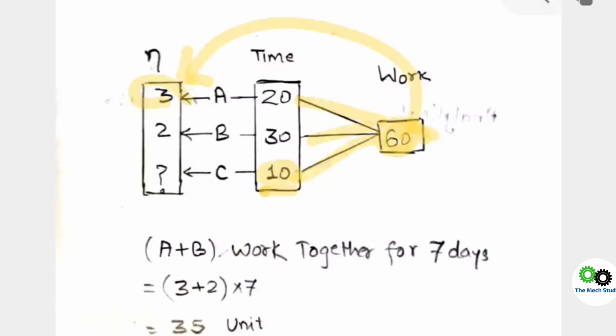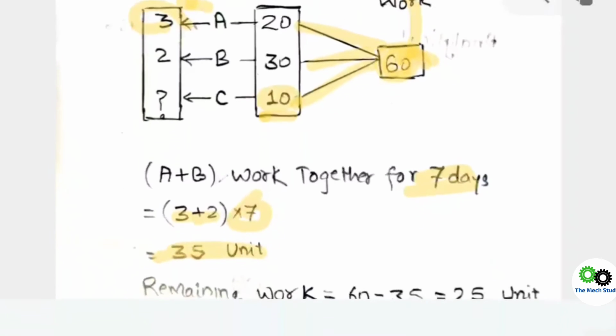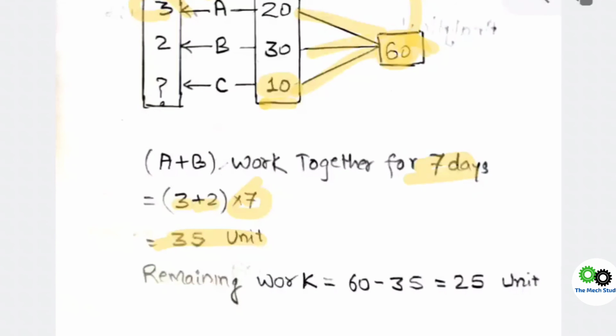As per the question, A and B work together for 7 days. A and B work together for 7 days. So the efficiency of A is 3, the efficiency of B is 2. If you add them up, you get 5, and since they have worked for 7 days, a total of 35 units they have already completed. So what was the remaining work? The total work is 60, and in that they have already completed 35 units.